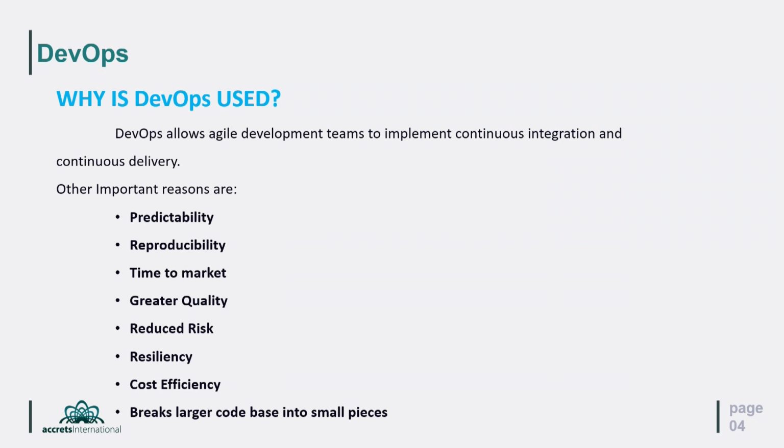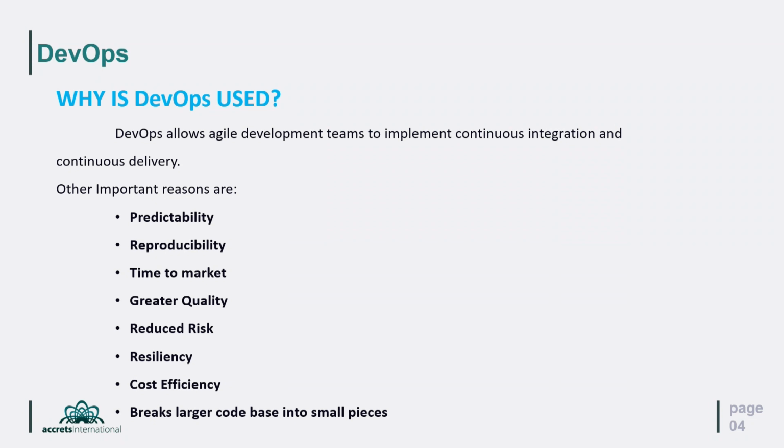Now, the operational state of the software system is more stable and secure, and changes can be done at any time. It also offers greater cost efficiency in the software development process, which is always a priority for IT company management. And last, as it is based on the agile programming method, it breaks down larger code bases into smaller and manageable chunks. This is the reason why DevOps can be used.